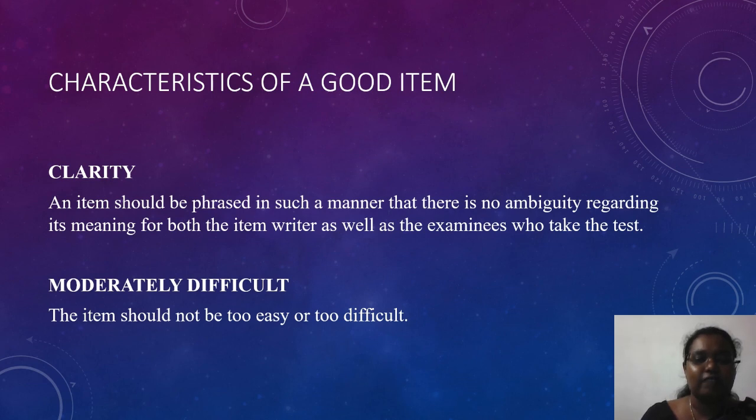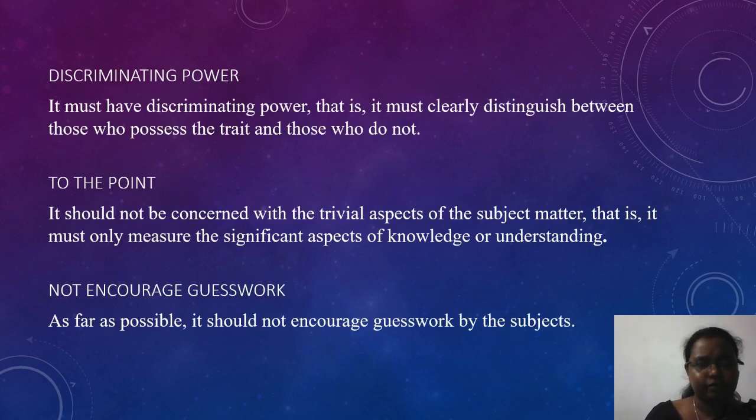Clarity. An item should be phrased in such a manner that there is no ambiguity regarding its meaning for both the item writer as well as the examinees who take the test. Moderately difficult. The item should not be too easy or too difficult for the examinee to understand. Discriminating power. It must clearly distinguish between those who possess the trait and those who do not.